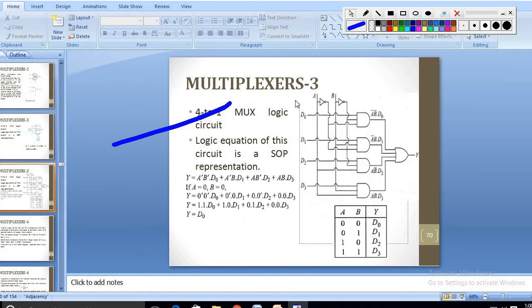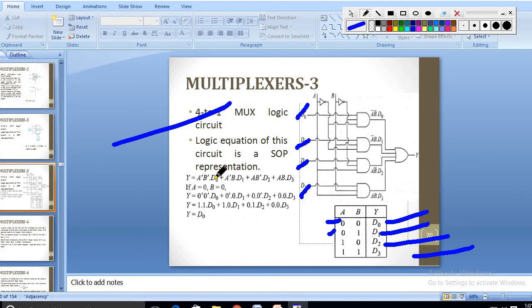So now how to write the logic diagram, see here. Once you know the expression, you just have to write D0, D1, D2, D3 as the data inputs. For A and B, the inverters give A bar B bar. This is A bar B bar. You just have to write it. So this is exactly your output circuit. If it is 0 0, you have to select the first data, D0. If it is 0 1, D1. If it is 1 0, D2. If it is 1 1, D3.